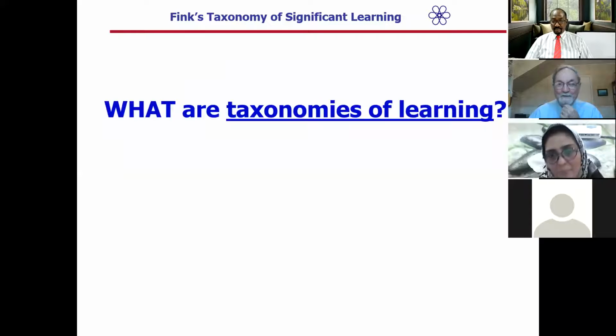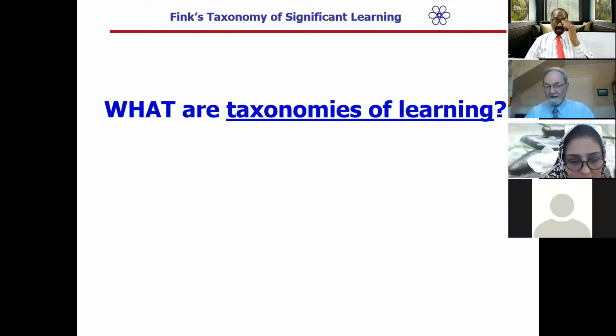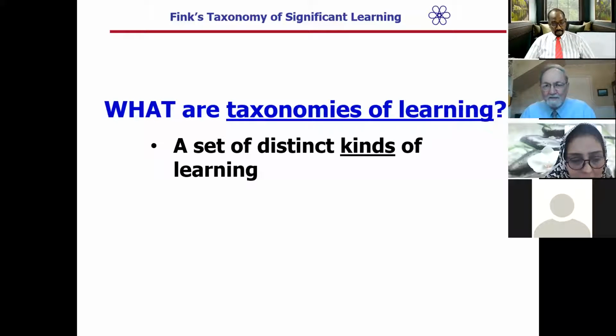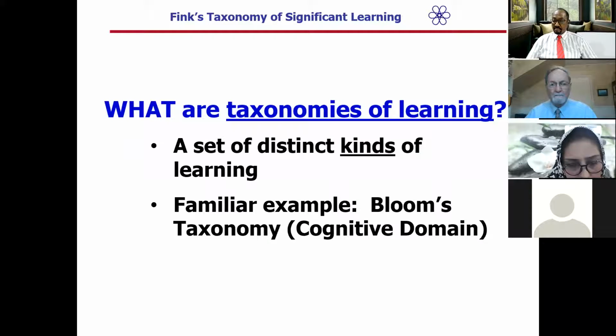Okay, I will move on here. Well, what are these taxonomies of learning? I put my concept of significant learning into this taxonomy. A taxonomy of learning, anyway, is a set of distinct kinds of learning. Now, for a lot of people, the concept of kinds of learning is a novel one. We think of learning as learning, but that's not quite true. There are different kinds of it, and it is helpful to recognize what those different kinds are.